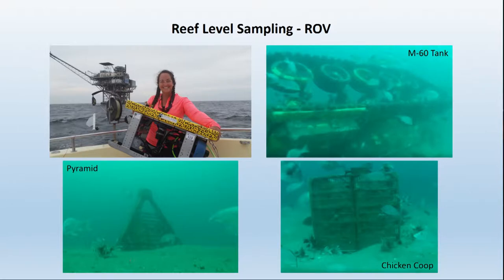And of course, some of the artificial reef examples we have are M60 tank, pyramids of various construction material, and then chicken coops, which are basically just steel cages that are lashed together in various sizes and configurations. And by far, I want to go ahead and say here that chicken coops are basically the primary habitat of choice for private reef placement because they're much cheaper to manufacture.